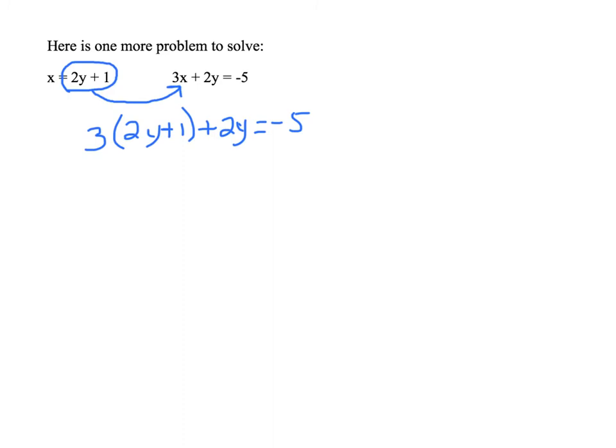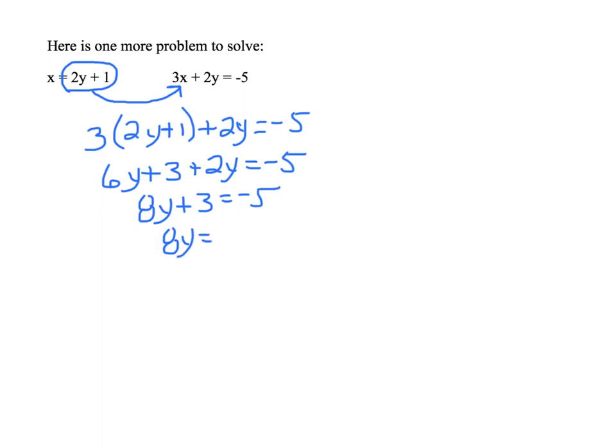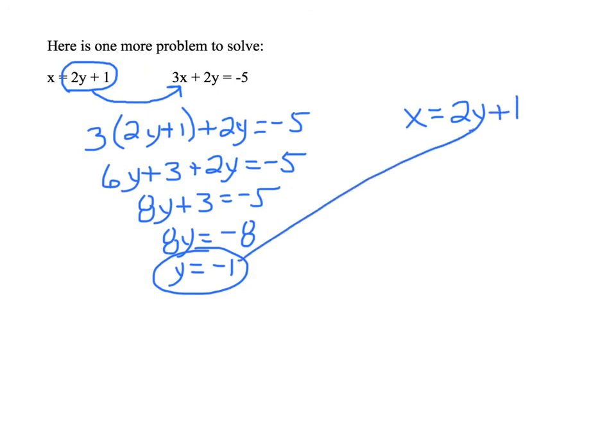And now I'm going to solve that. So I get 6y plus 3 plus 2y is equal to negative 5. So I get 8y plus 3 is equal to negative 5. Subtracting 3 from both sides, I get 8y is equal to negative 8, which must mean that y is equal to negative 1. Once I know that y is equal to negative 1, I'm going to go back into one of the two equations, and I will choose the equation that's solved for x, x equals 2y plus 1. I'm going to put negative 1 in for that particular y to figure out what my x is.